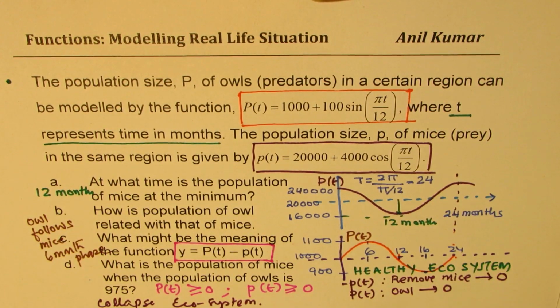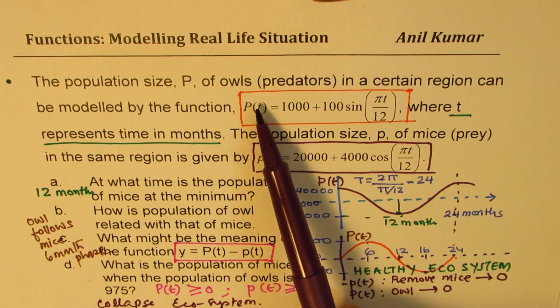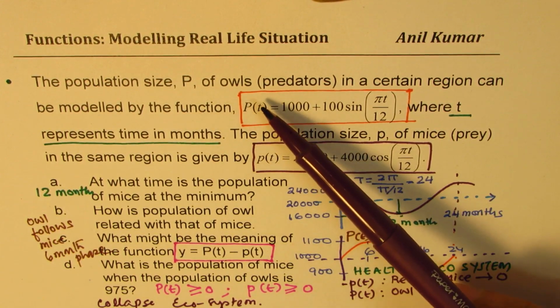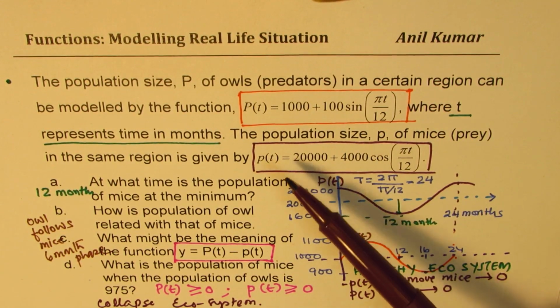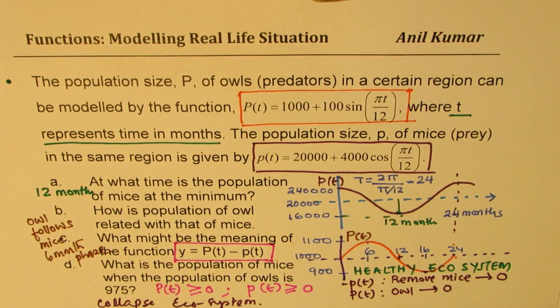Perfect. So that is the broader meaning of the equation y equals capital P of t minus lowercase p of t. If I put it the other way, that is to say lowercase p of t minus capital P of t, in that situation, what is going to happen? Well, if there are no owls, the mice population will explode. They will actually eat their own environment and ultimately they will also die.